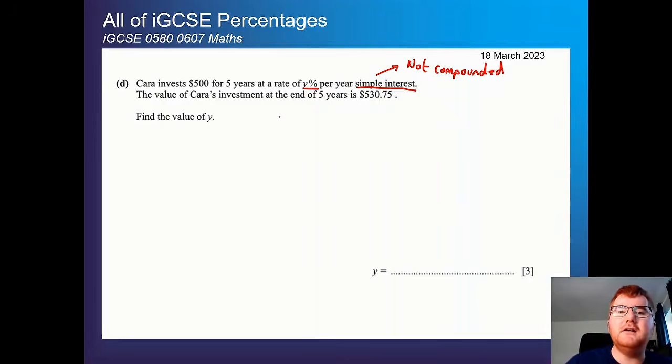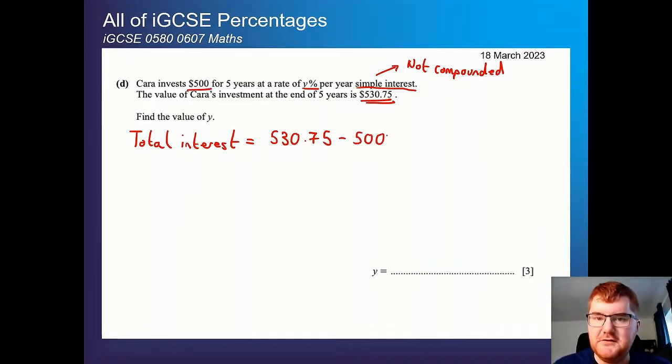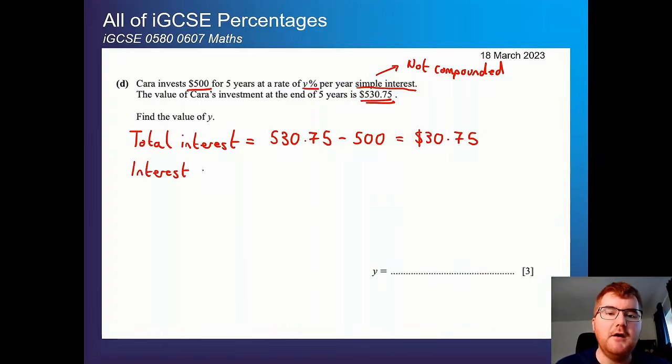And the value of Kaga's investment at the end of this 5 years is $530.75. Find the value of Y. So the first thing we want to work out here is the total interest that she earns. And the way that we do that is we take the final amount and we take away the original amount, the $500. If we do that, we get then $30.75.